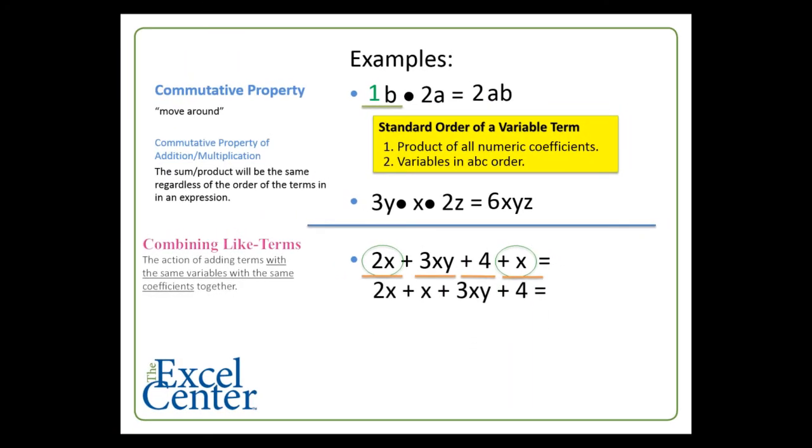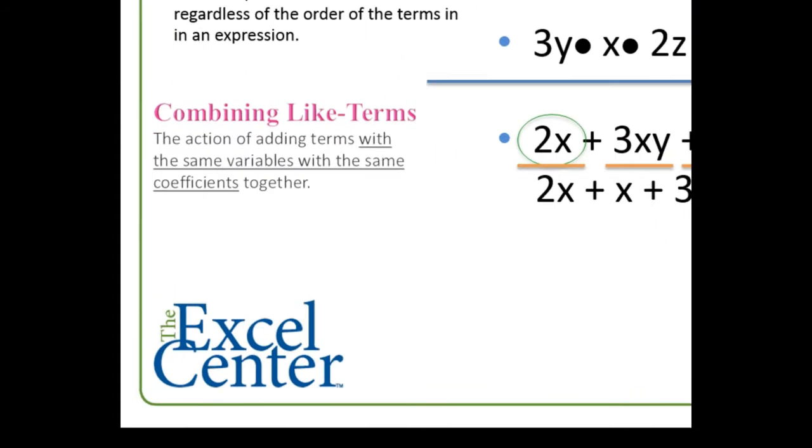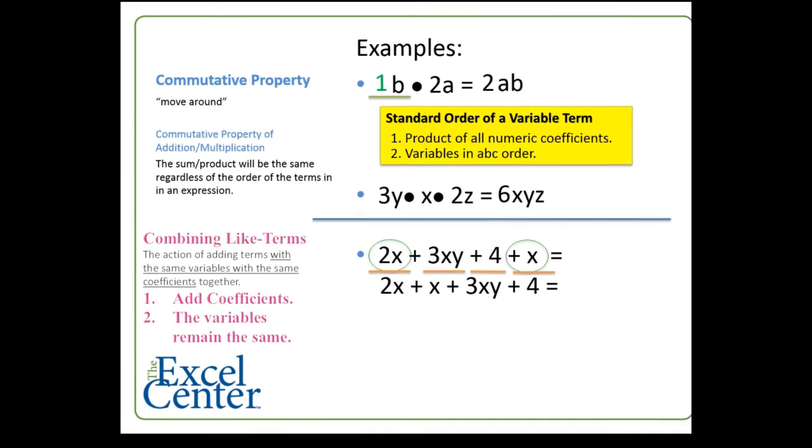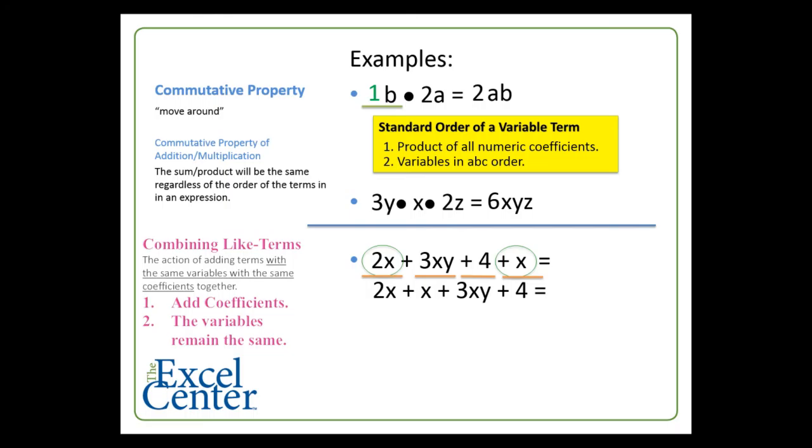We can use the commutative property of addition to rewrite the expression with our like terms together to make it easier for us to see what can be combined in the expression. When you combine like terms, you will add the coefficients, but the variables stay the same. Therefore, 2x combined with x is 3x. The rest of the terms in the expression cannot be combined, so you will bring them down.